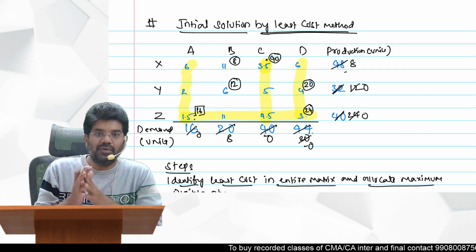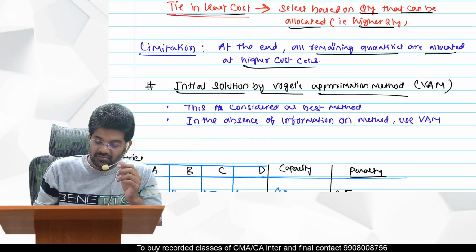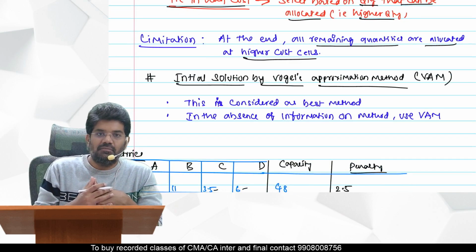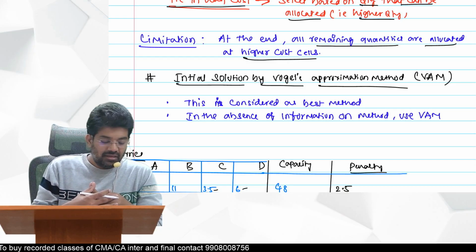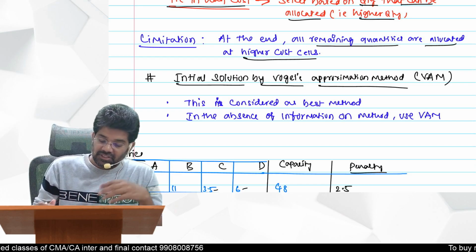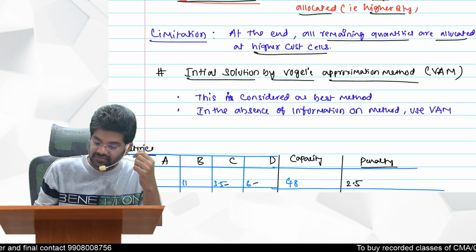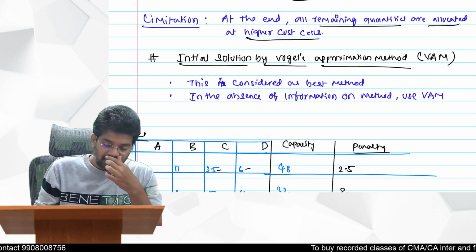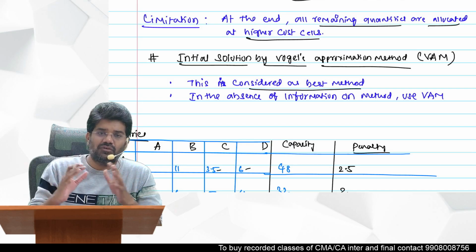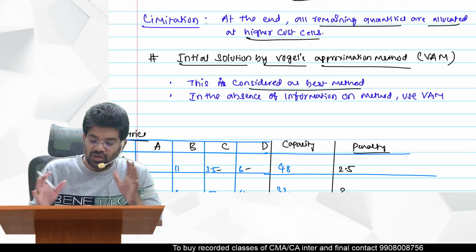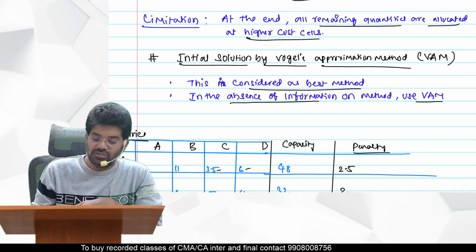Now the third one is very important, a little complex. What is that? Vogel's approximation method. It is also called the regret method, or penalty method. I have already written here that this is considered the best method. Out of the three methods, the one we are going to follow in the exam is this Vogel's approximation method only. So in the absence of information in the question, always use VAM.